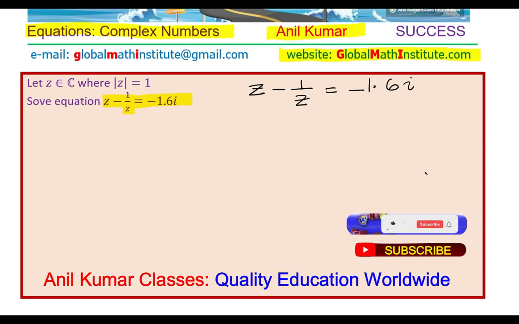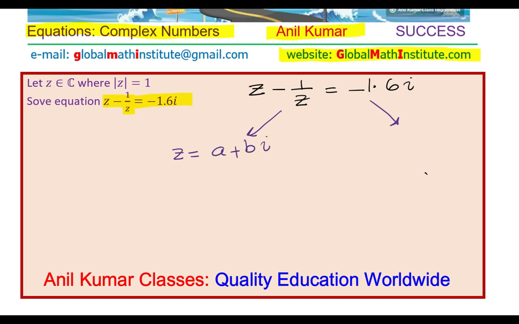In my solution, I'll provide you with two strategies. One, using z as equal to a plus bi, a being a real part, bi is the imaginary part. The other one with z equals to cos theta plus i sine theta, right?